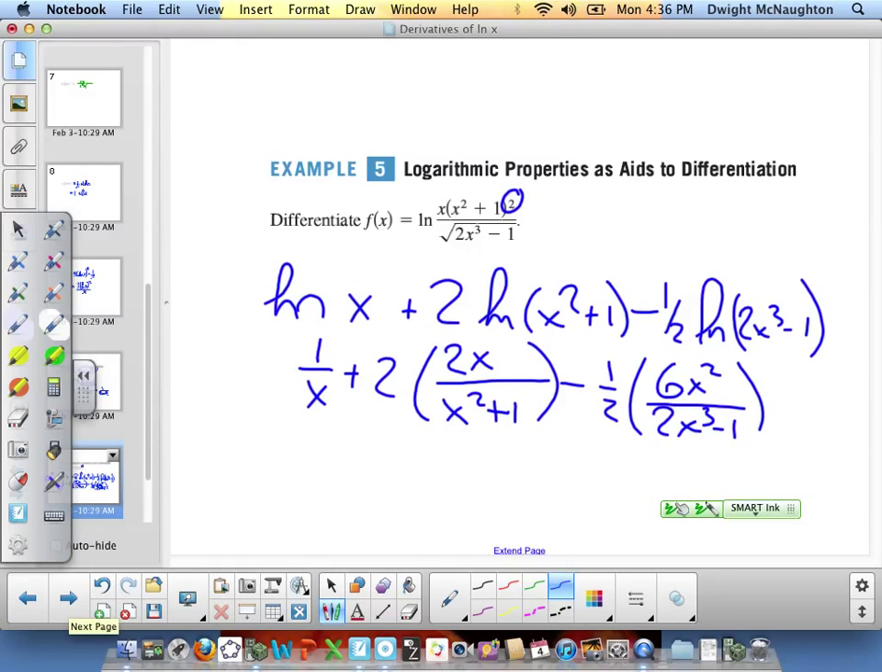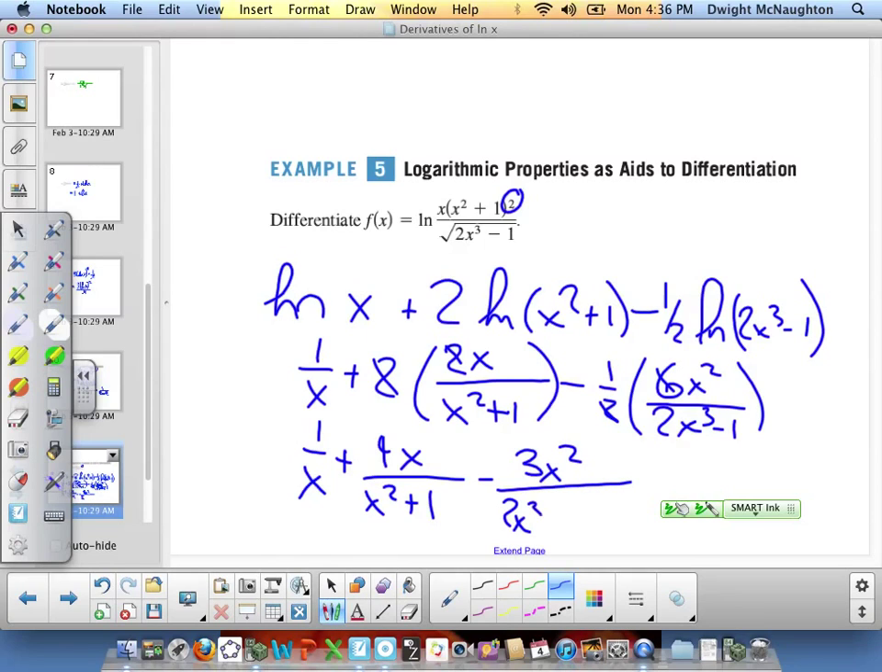And then simplify if you choose. We've got 1 over x. Here, that 2 and that 2 will make 4, so that's 4x over x squared plus 1. Here, this 2 and that 6 will reduce. We'll have minus 3x squared over 2x cubed minus 1.